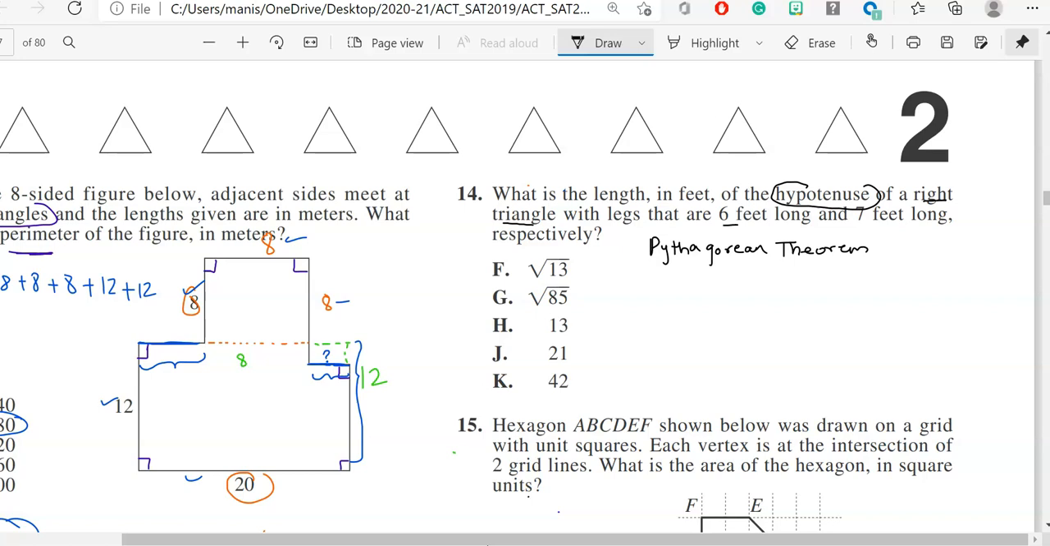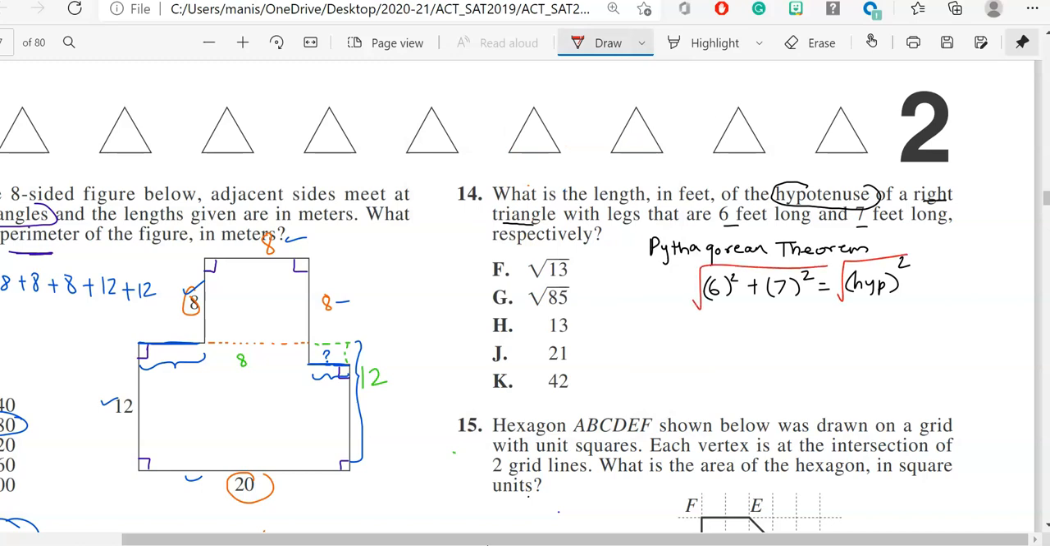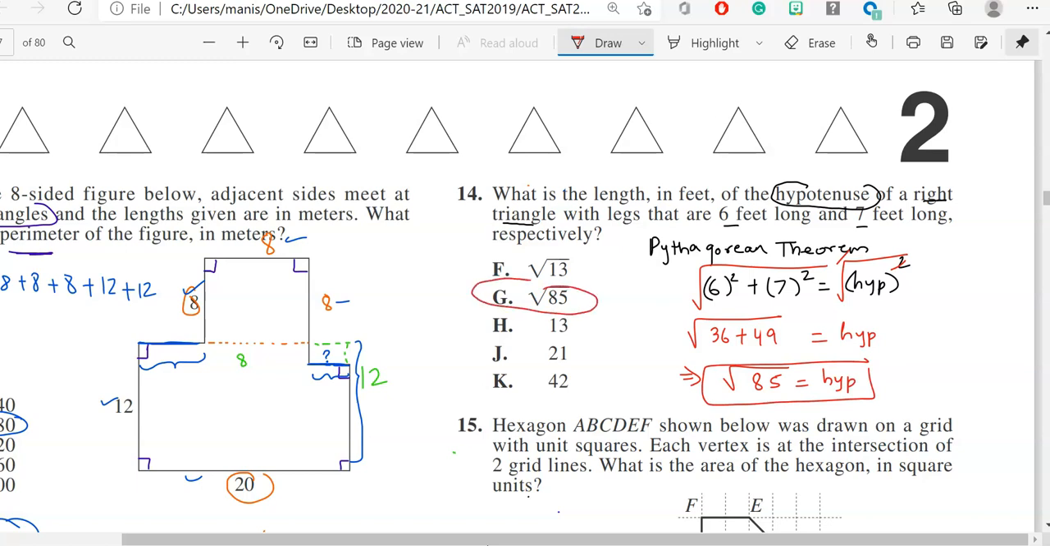So we have been given the values of the legs like this. So it will be 6 squared plus 7 squared is equal to hypotenuse squared. After this step, you take the square root on both sides. So this will be 36 plus 49 is equal to hypotenuse. At this place you can use your calculator or do mental math. So this is 85, equal to hypotenuse, and I can clearly see one of my answer choices, G, is the correct answer for this problem.